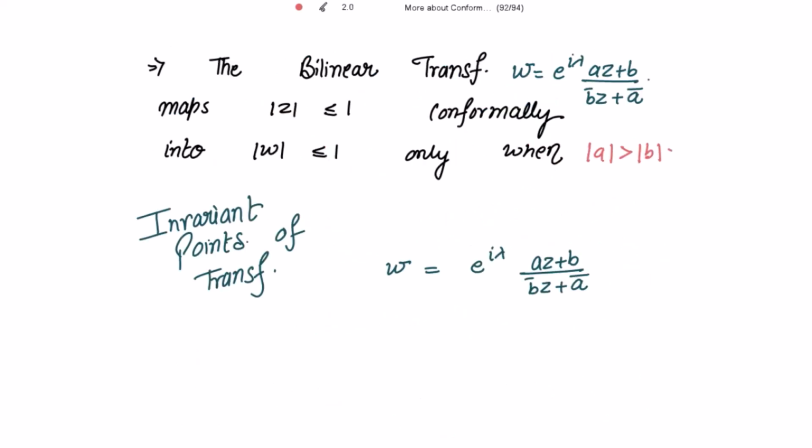Now what is the invariant point? That is, the fixed point. And how do we get the fixed point? Just replacing w with z in the transformation. That is z equal to e to the power iota lambda times (az plus b) divided by (b bar z plus a bar). On simplification, we get the quadratic equation in z as b bar z square plus (a bar minus a e to the power iota lambda) z minus b e to the power iota lambda equal to 0.